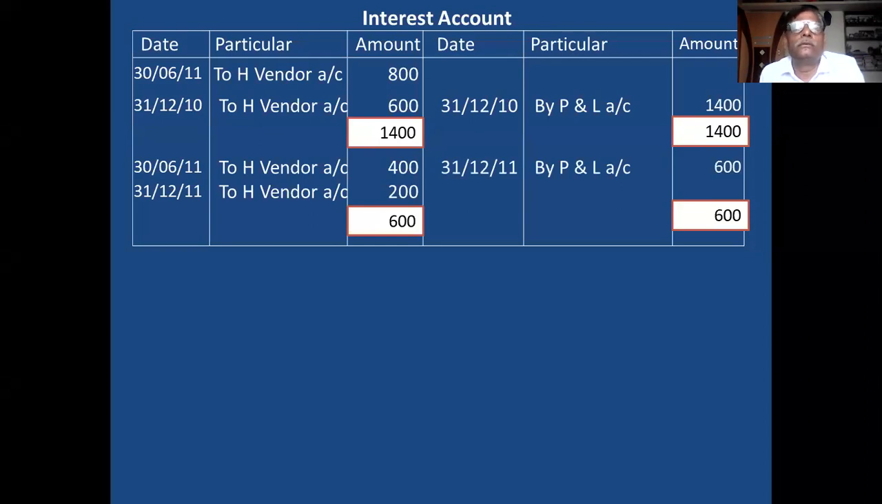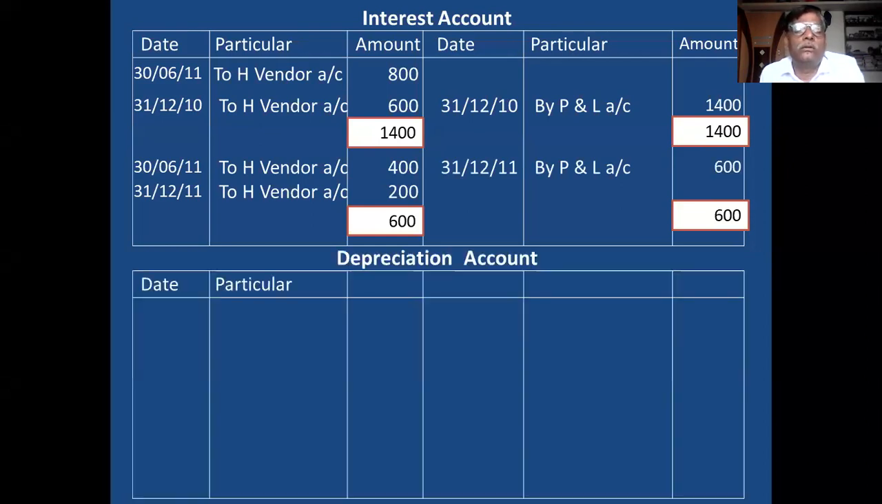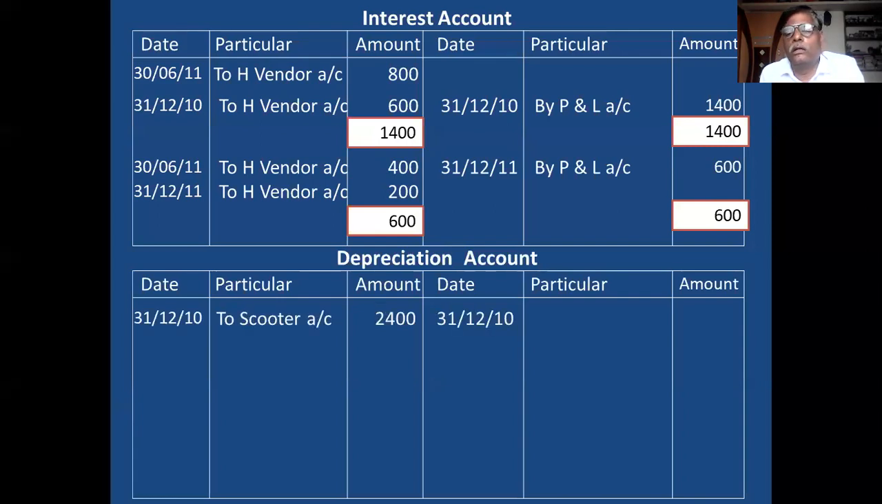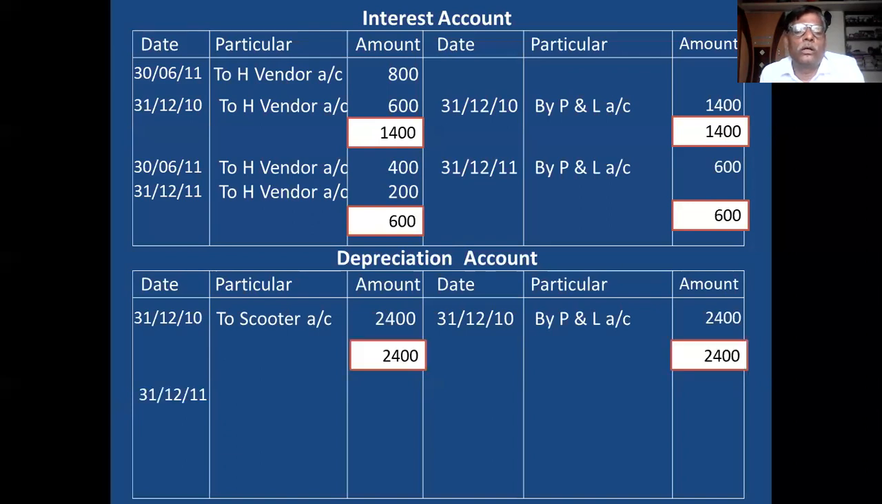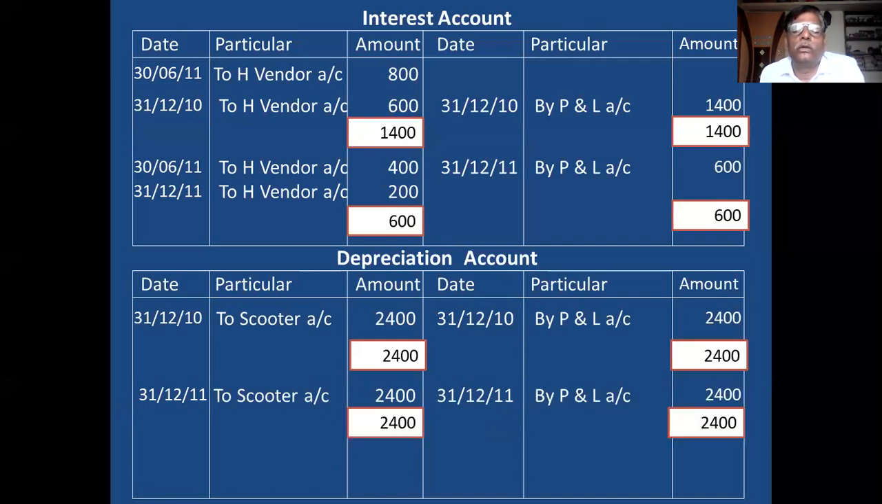Then depreciation account, debit side, year end, to scooter 2,400, by P&L 2,400. Total 2,400. Second year, to scooter 2,400, by P&L account 2,400. Total 2,400. In this way, if the accounts are for half-yearly installments, you solve the problem like this. This is the point you remember.